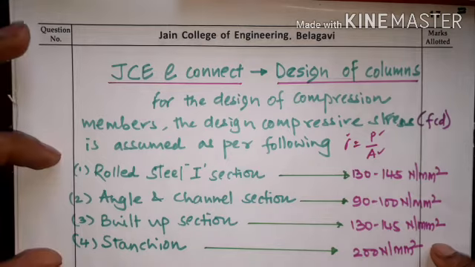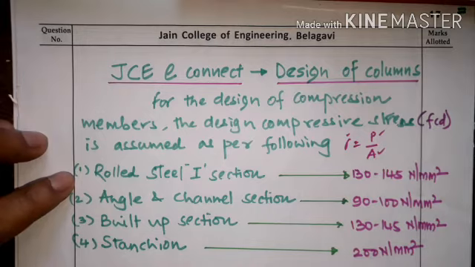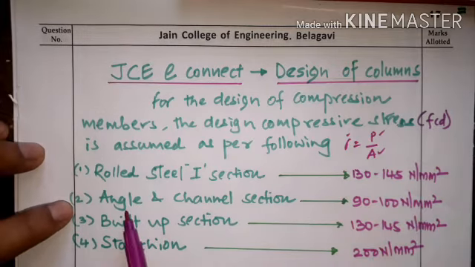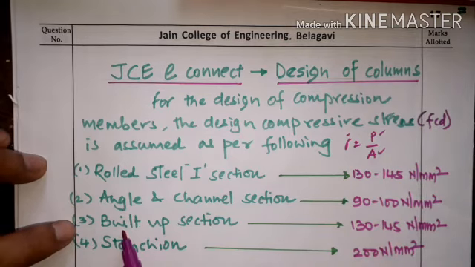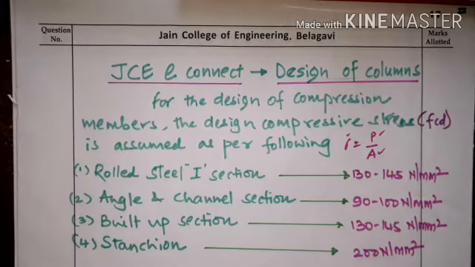This is the basic thing, and you have to remember these values of FCD for the particular types of sections. I'll repeat once again. If you are assuming a rolled I section, you use 130 to 145 Newton per mm square. If you are using an angle and channel section, you can use 90 to 100 Newton per mm square. For a built-up section, you can use 130 to 145 Newton per mm square. For a stanchion, you can use 200 Newton per mm square. So this is regarding the design requirement for design of any compression member.